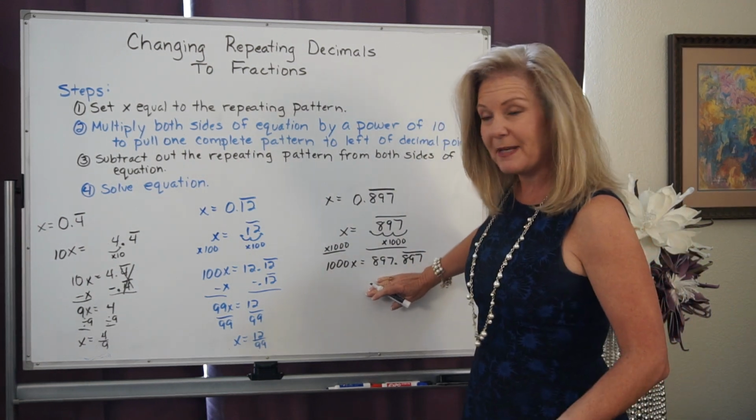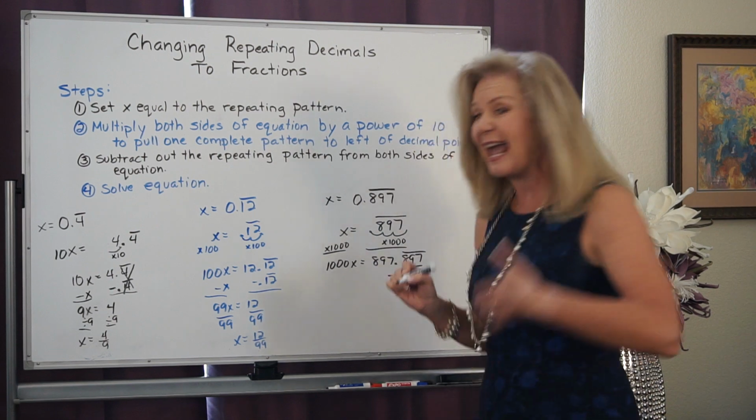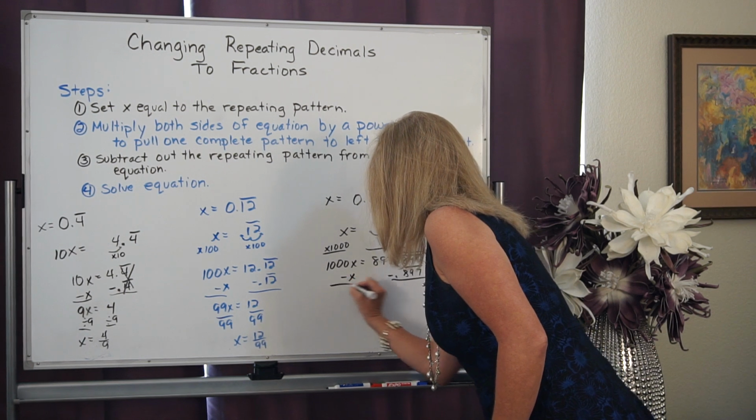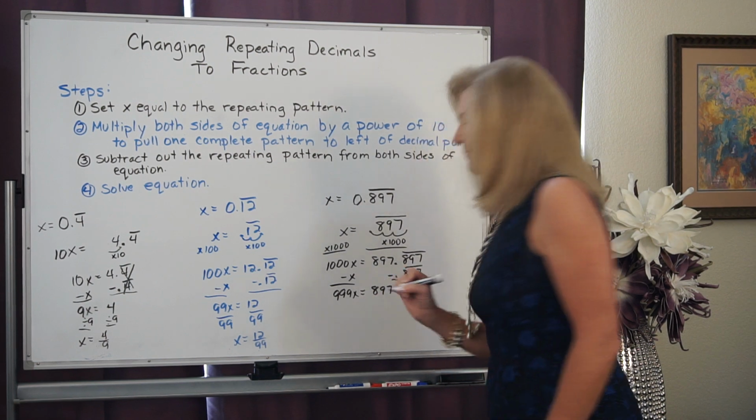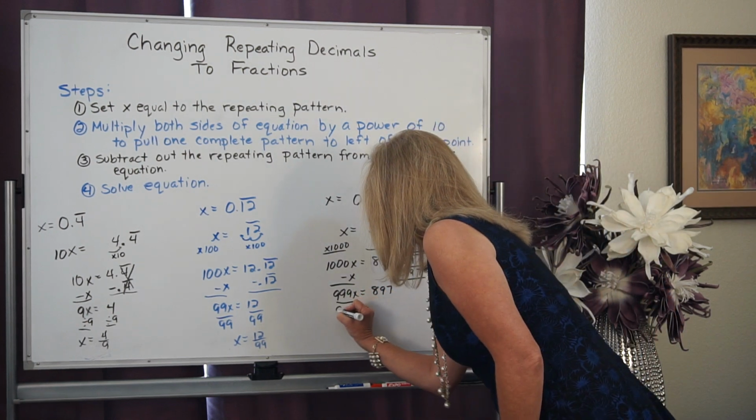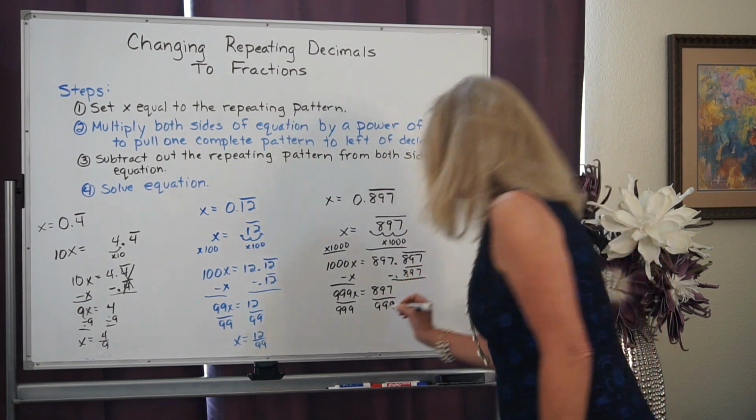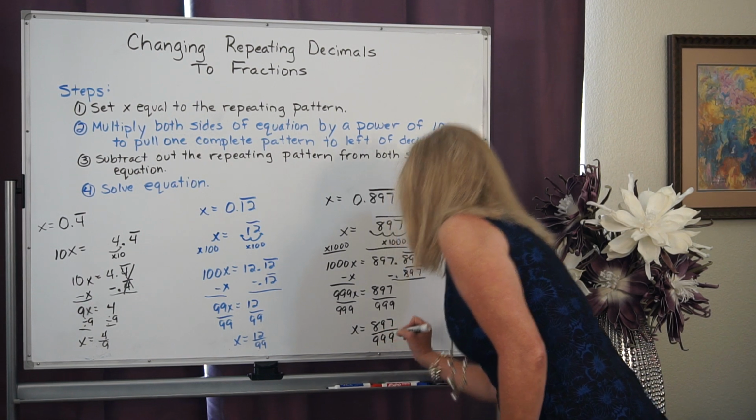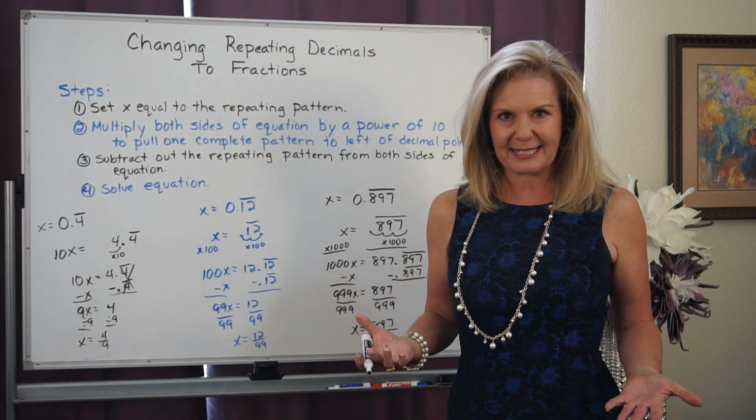I want to get rid of that repeating pattern, so I subtract it out. But whatever I do on one side, I have to do on the other. Remember, x is equal to that, so I'm going to subtract out an x. I'm left with 999x on that side and 897 on this side. But I still am not done. I've got to get x by itself. So I'm going to divide by 999 on both sides just to keep it balanced. And we're left with 897 over 999. Take your calculator, check it. It's like magic. It works every single time.